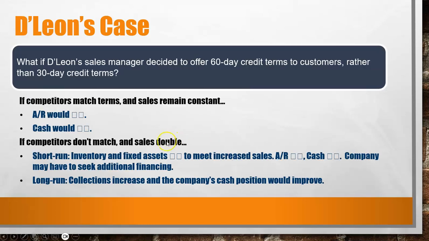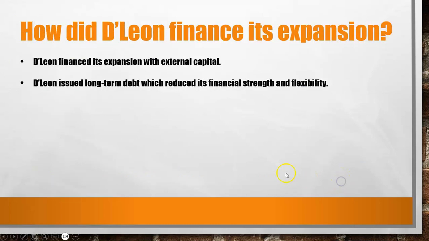One of the two. What if DeLeon's sales manager decided to offer 60-day credit terms to customers rather than 30-day credit limits? Accounts receivable would go up. Cash would probably go down. If competitors don't match and sales double, in the short run, inventory and fixed assets have to increase to meet sales, while accounts receivable and cash go down. So then we have to borrow more money. But in the long term, we might get more collections and the company's cash position might improve because now companies can pay us slower so they can keep their cash longer.